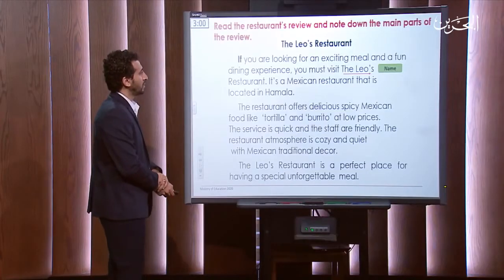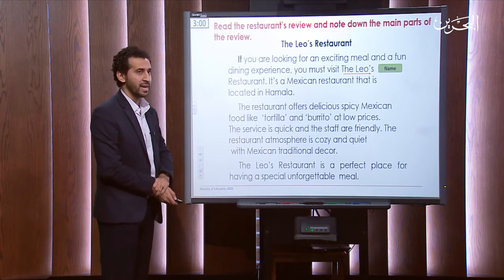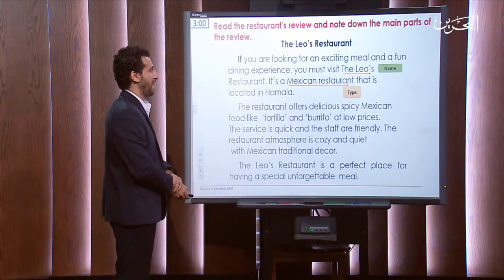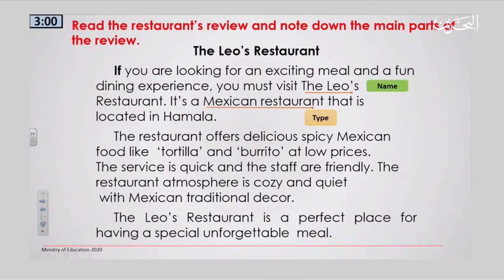Parts of the review together. So here we go. The Leo's is the name of the restaurant. And what about the type of the restaurant? It's a Mexican restaurant. Okay, and what about the location? It's located in Hamala. Okay, so it's an area, you know this area, it is in our country.